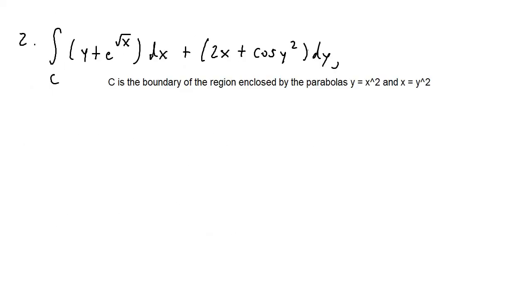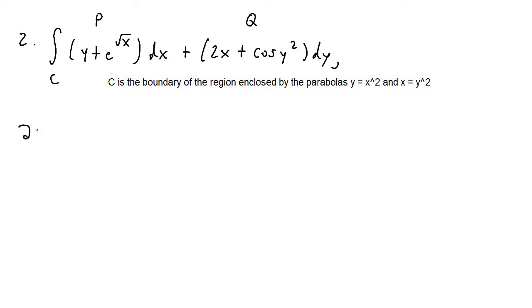So now for number 2, we have the integral along C of (y + e^√x) dx + (2x + cos(y²)) dy. And C is going to be the boundary of the region enclosed by the parabolas y = x² and x = y². Now y + e^√x, that entire thing is going to be P, and then 2x + cos(y²), the entire thing is going to be Q.